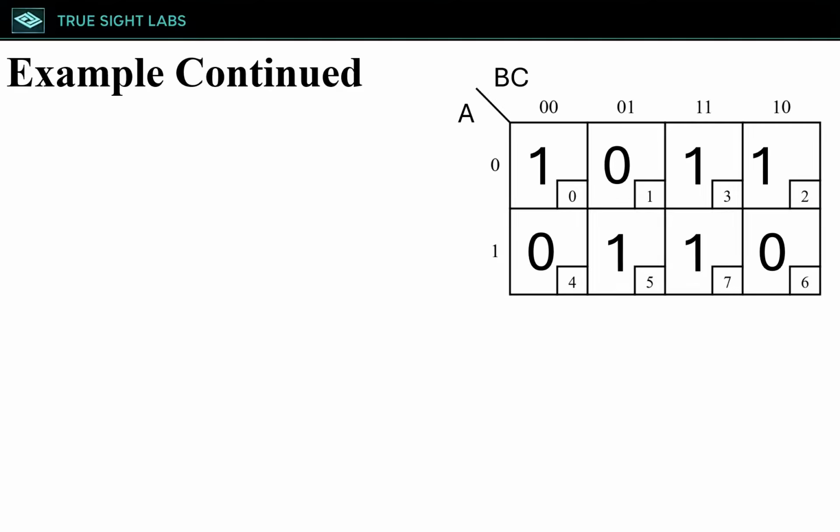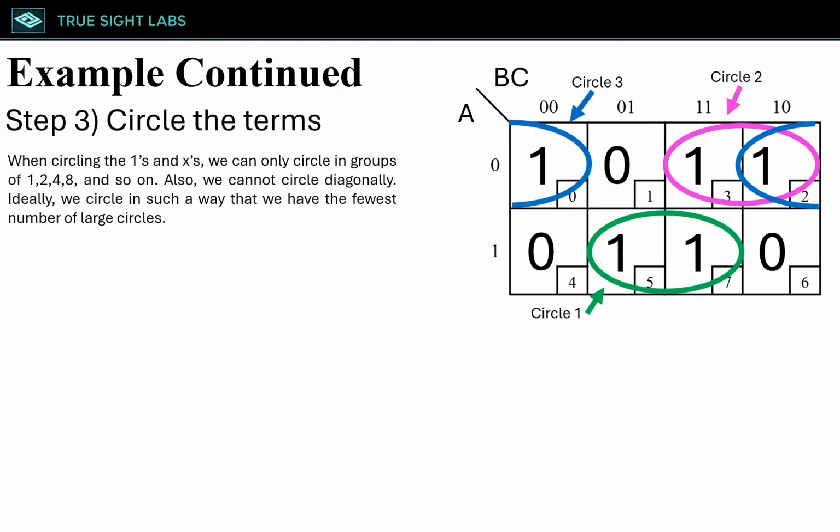The third step is to circle the terms. When circling the 1's and X's, we can only circle in groups of 1, 2, 4, 8, and so on. Also, we cannot circle diagonally. Ideally, we circle in such a way that we have the fewest number of large circles.